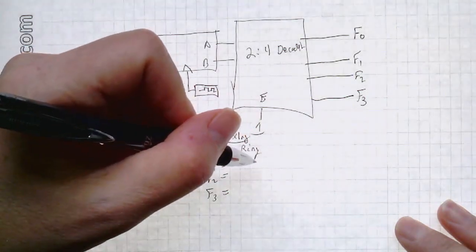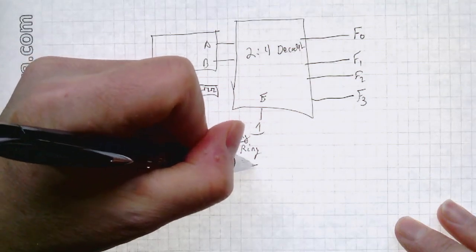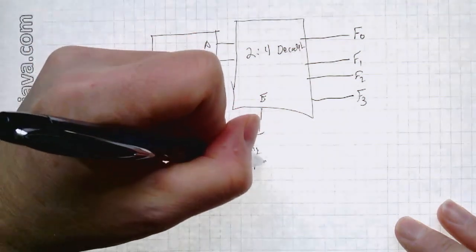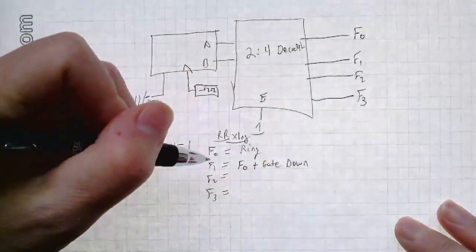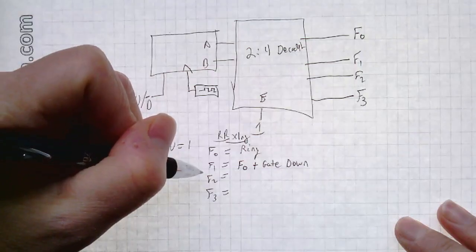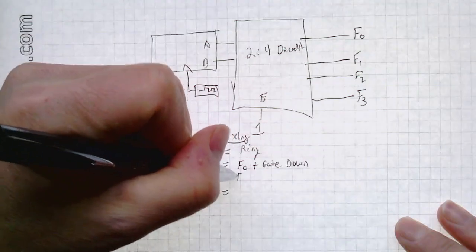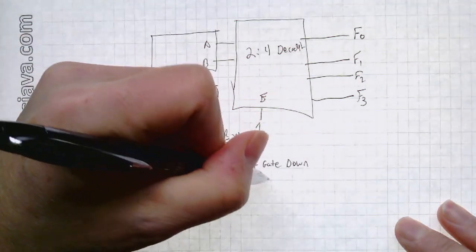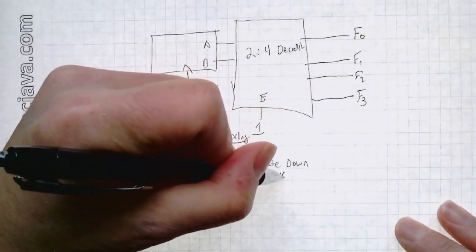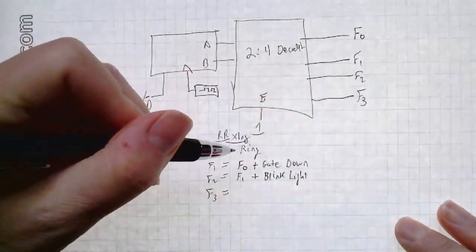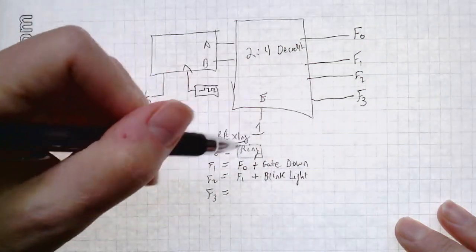And then you want the ringing to continue, F0, and you want to add to that the gate is down, after a small delay. And then you want to add to that, with F1, the blinking lights. So you have a physical obstruction, a blinking visual obstruction, and an aural indication.